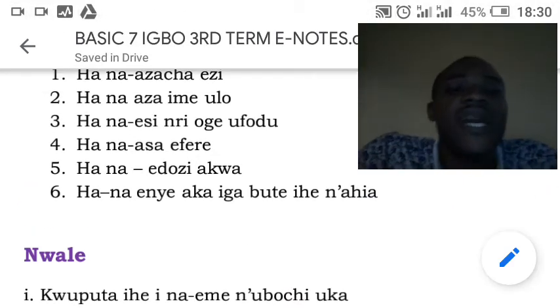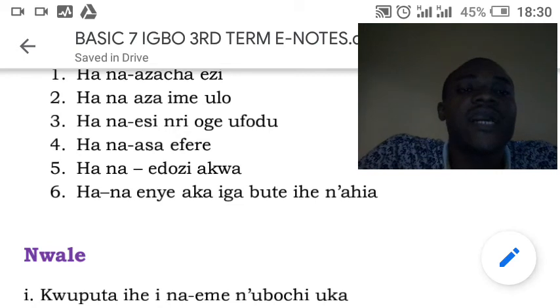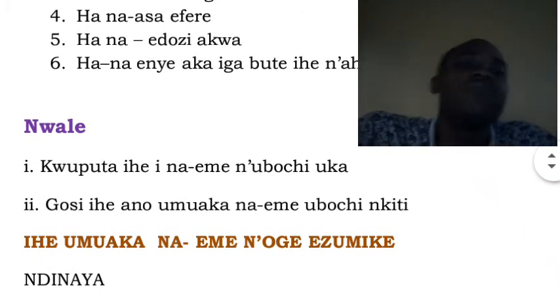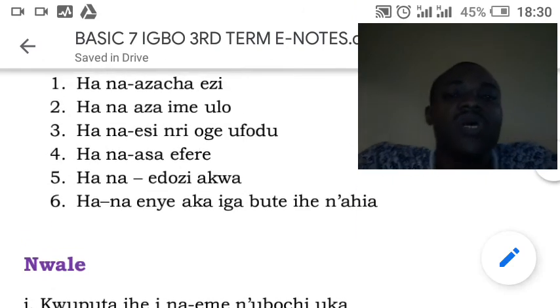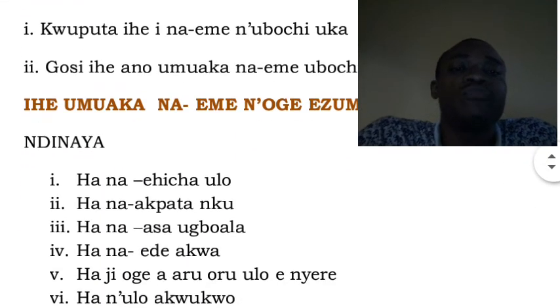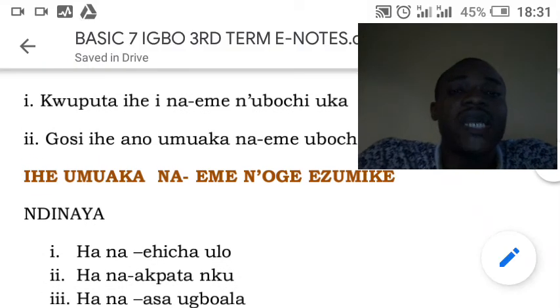Number six, ha na-enye aka ịga bute ihe n'ahịa. Some of them do help going to the market to buy things or to bring things from the market.